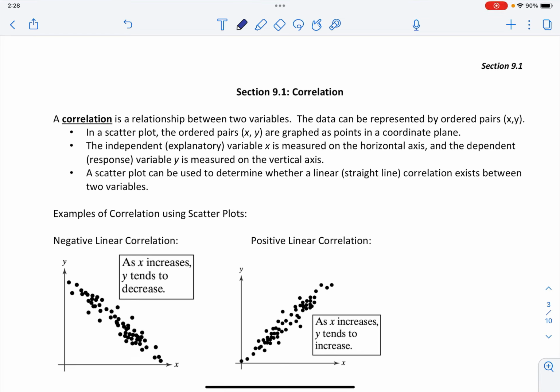Hey everyone, we're moving on to Chapter 9. This section is on correlation and regression. So we'll start with correlation, which is 9.1. Correlation just meaning a relationship between two variables.